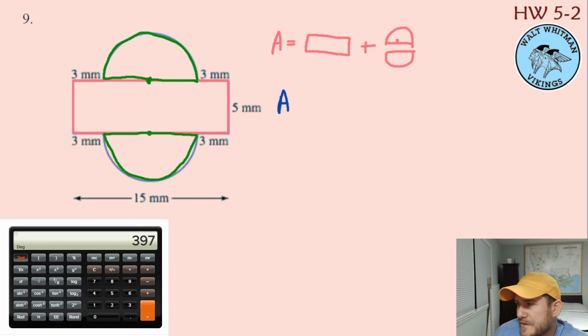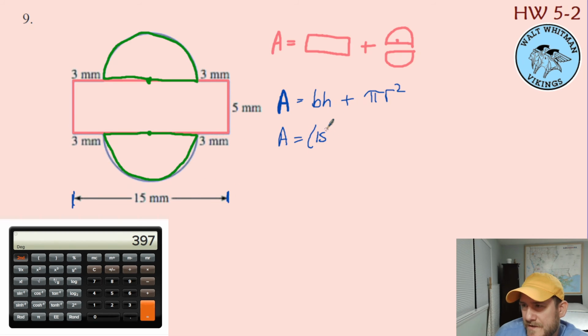So okay, let's write a formula where the rectangle will be base times height, and the two half circles, that's just one circle. I'm just going to do it as one circle. All right, for the rectangle, my dimensions are, well, let's see, it says right here 15 and the height is 5. So the dimensions are 15 by 5.